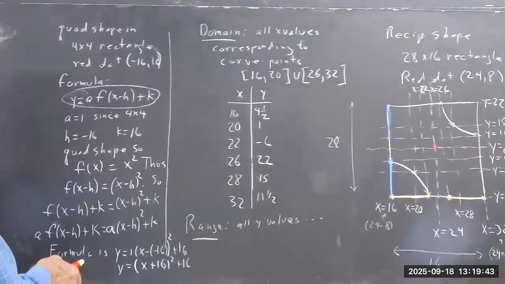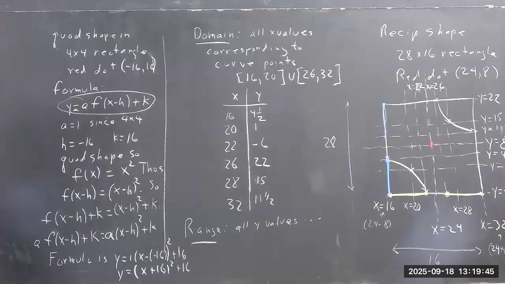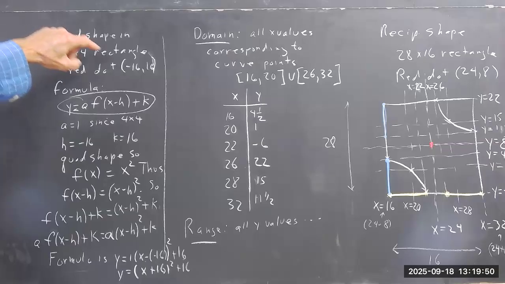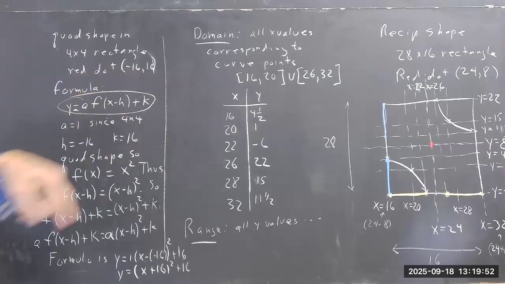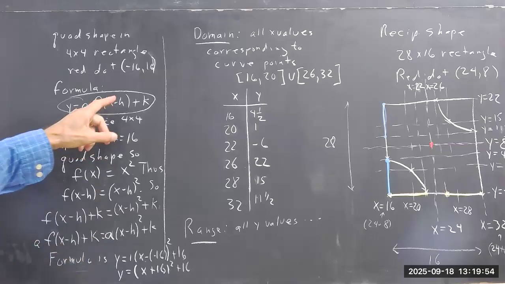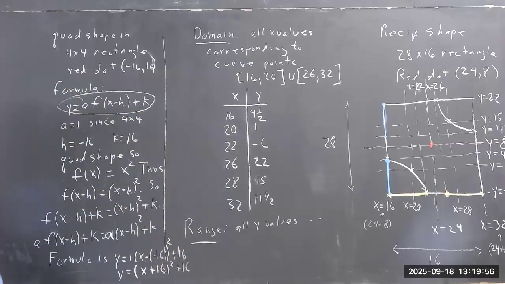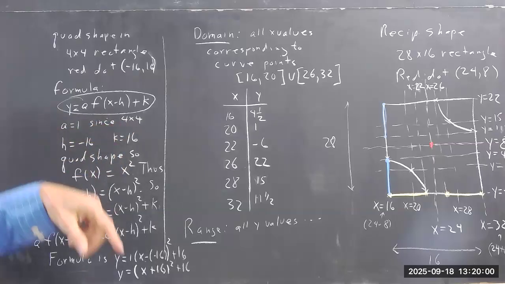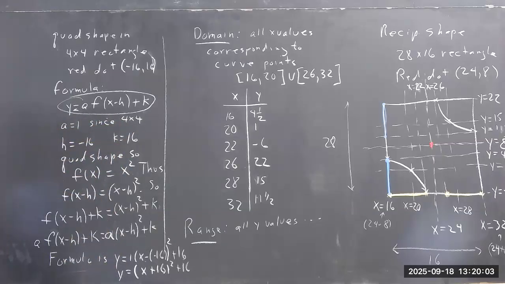Now again, I had the board in the wrong position. I wasn't checking it. Again, quadratic shape in a 4x4 rectangle with the red dot at negative 16, 16. H, K are the coordinates of the red dot. It's a 4x4 rectangle, A is 1. If it's 8x4, A would be 2, twice as high. We've seen that, but I'm not putting that on the test.